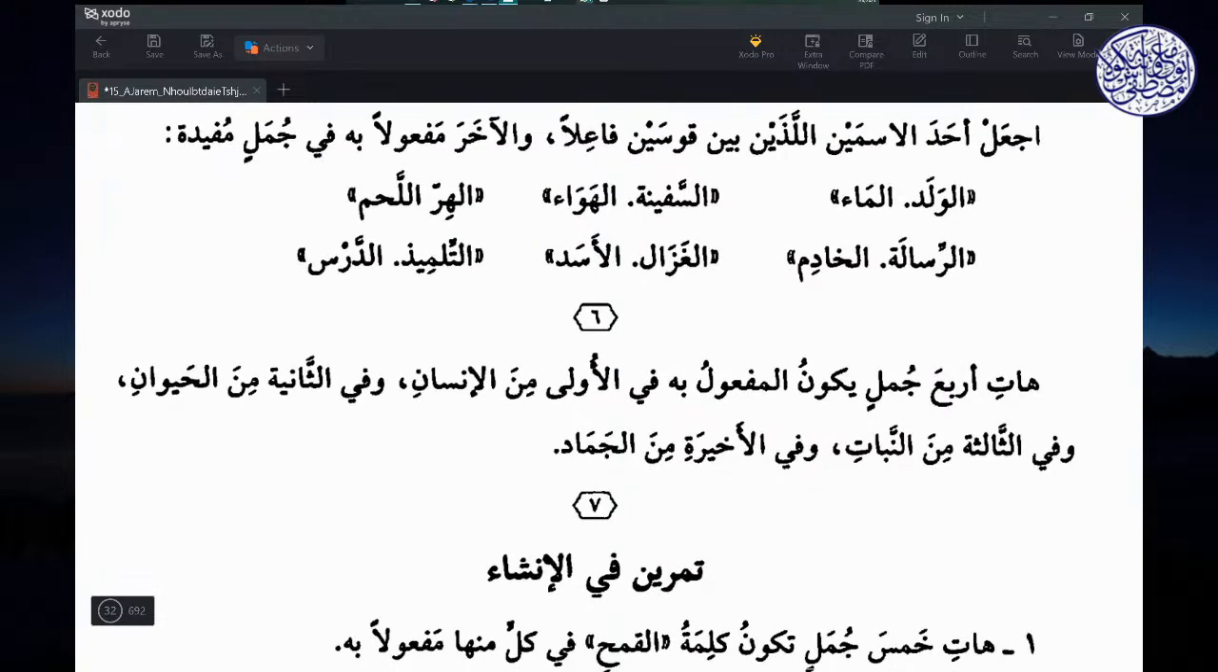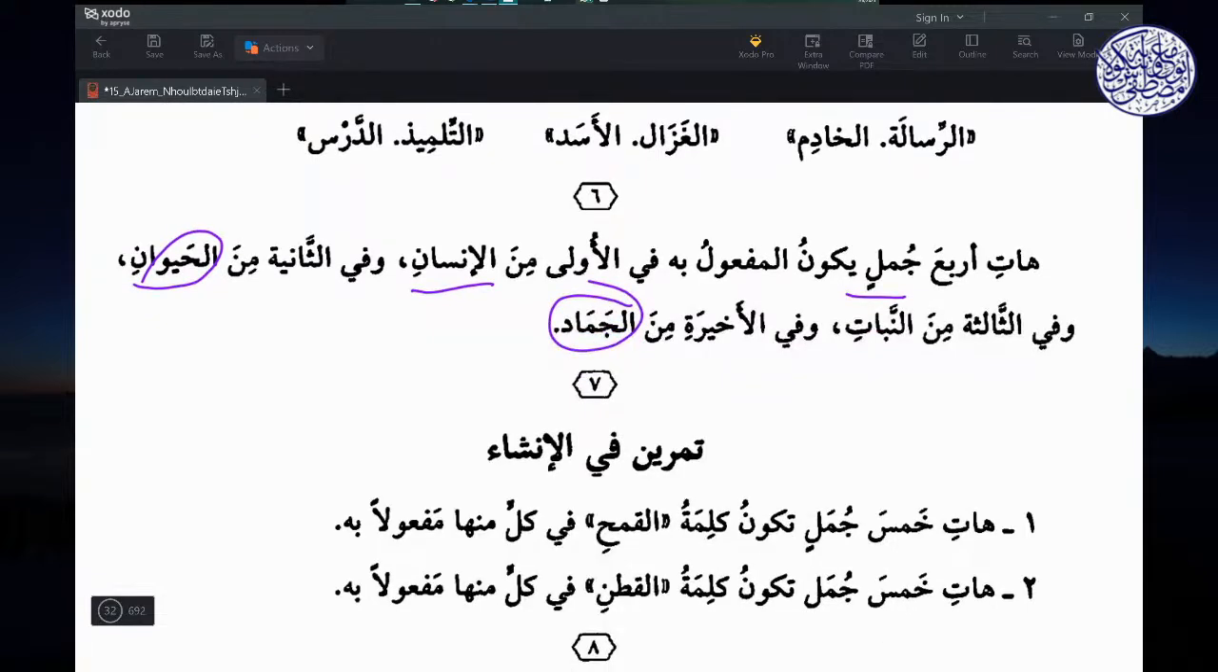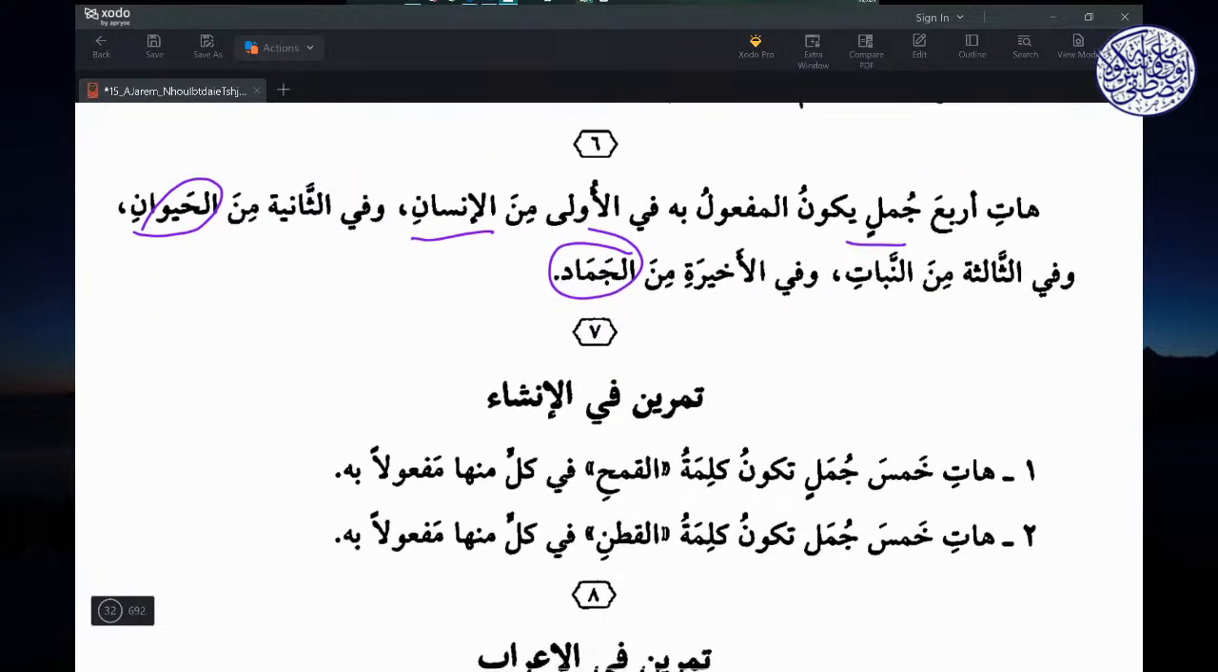Number 6, هات أربعة جمل يكون مفعول به في الأولى من الإنسان. So we want to bring 4 sentences where the object of the verb is a person. In the second sentence, the object of the verb is an animal. The third sentence, the object of the verb is a plant. In the fourth sentence, the object of the verb is an inanimate object.